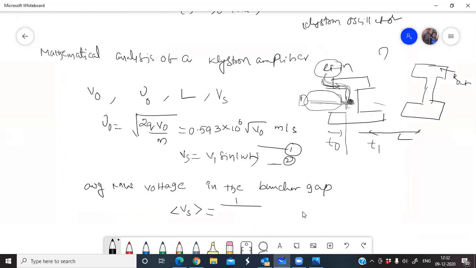So the average microwave voltage. With this, the average microwave voltage in the buncher gap can be obtained like 1 by the final time. T1 in the buncher gap only, T1 minus T0. It's like T2 minus T1. 1 by T1 minus T0, integral T0 to T1, signal Vs dt. That is equal to 1 by T1 minus T0, integral T0 to T1, V1 sin omega t dt. That's it.